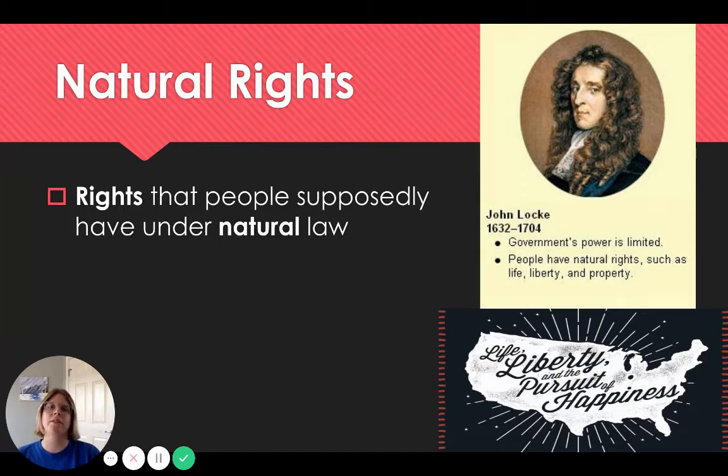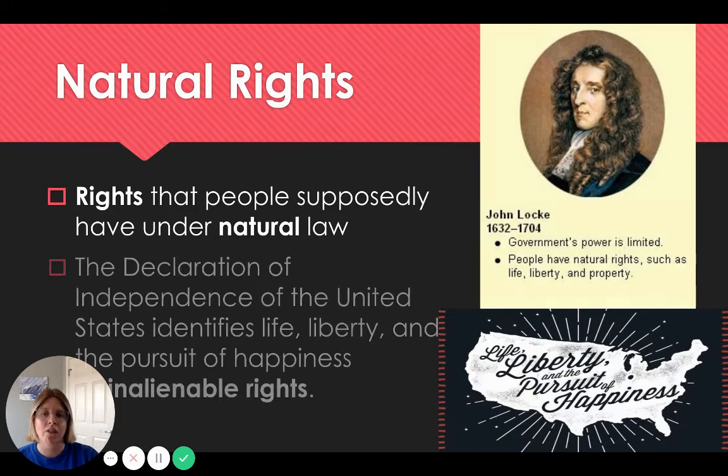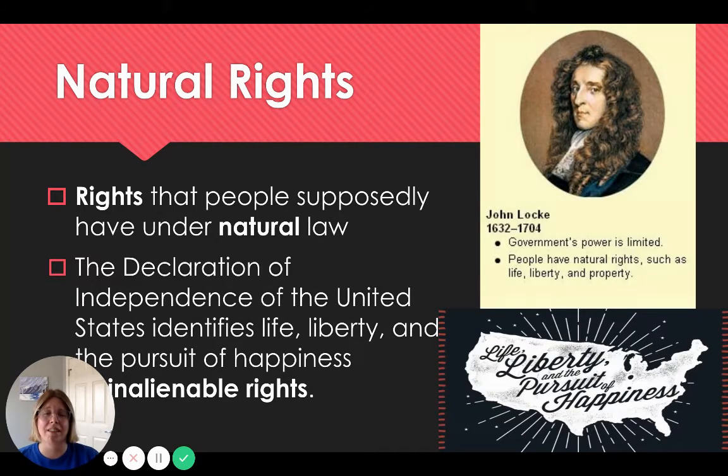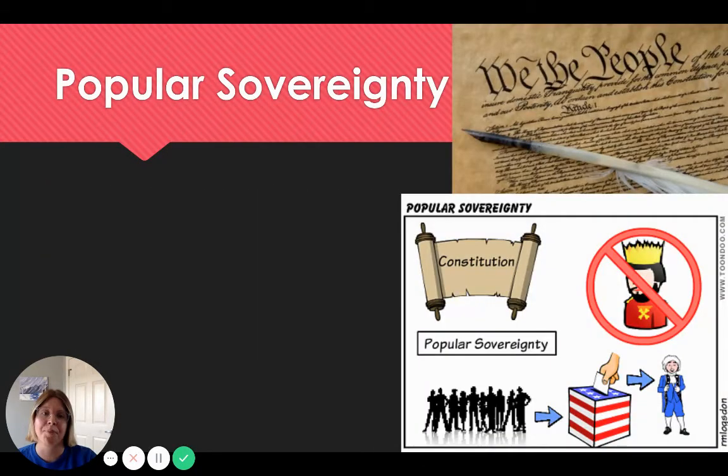So natural rights are basically rights that people supposedly have under natural law. There's a philosopher named John Locke who basically identified these as life, liberty, and property. John Locke was actually way before Thomas Jefferson's time, but Thomas Jefferson really looked up to Locke and he really liked his idea of natural rights and understanding the idea that government's job is to protect natural rights. So Thomas Jefferson definitely took the ideas of Locke when he was writing the Declaration of Independence, and he included basically what he called inalienable rights, and he identified those as life, liberty, and the pursuit of happiness.